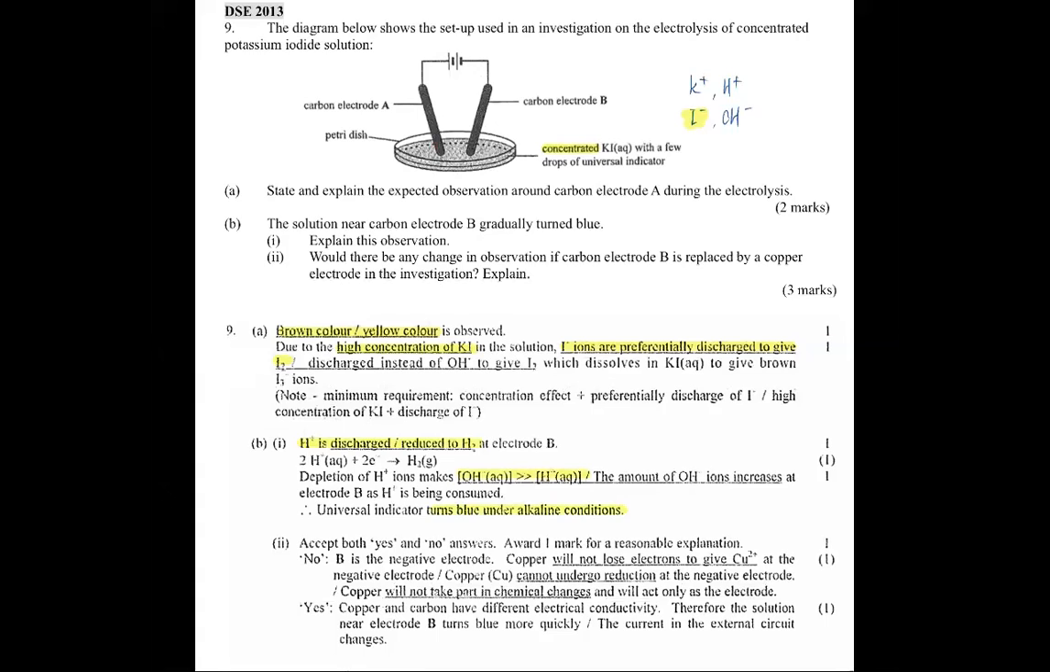Okay. And then, will there be any change in observation if the carbon electrode is replaced by a copper electrode? Okay, so first let's work out what will happen if it changes to a copper electrode. Electrode B is the negative electrode, so that's a cathode. The cathode should gain electrons and undergo reduction. So let's imagine what will happen if copper gains an electron. It will become copper minus.